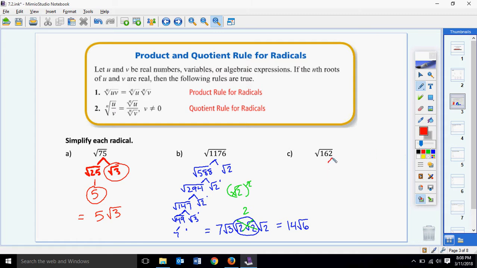Let's break down 162. You can pause and do this one on your own if you would like to try and see if you get it correct.